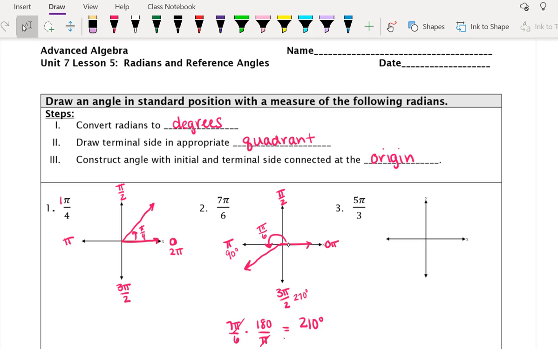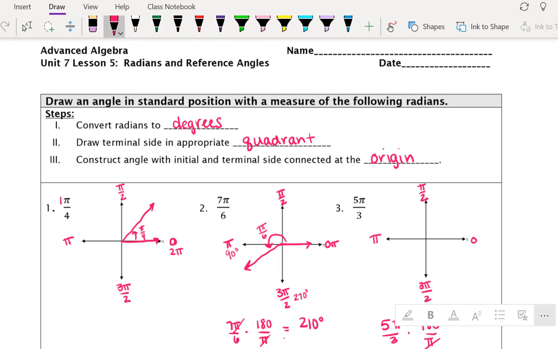Okay, 5 pi over 3. So now my denominators are a little bit different. So here's pi. Here's 3 pi over 2. Here's 0 and pi over 2. I know I went in a weird order. Let's convert. So 5 pi over 3 times 180 over pi to get the pi to cancel.